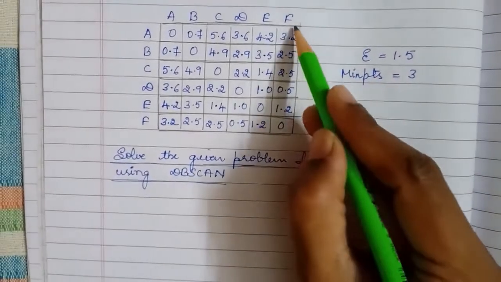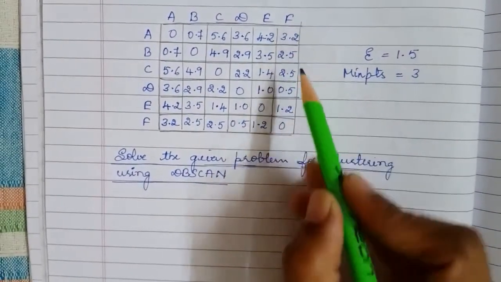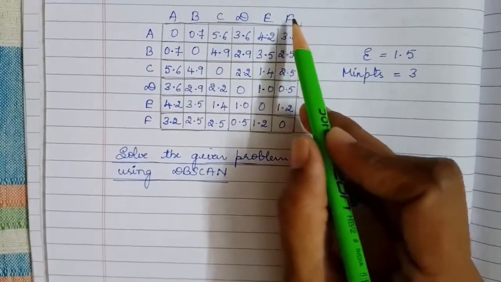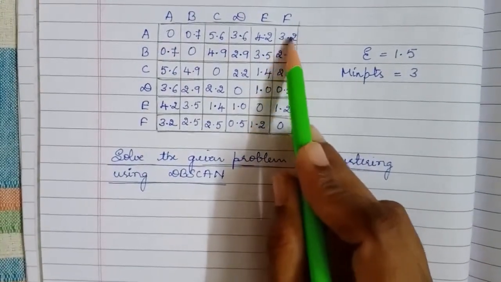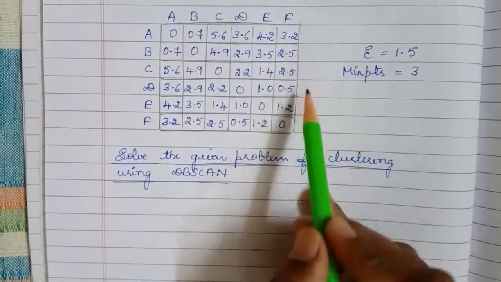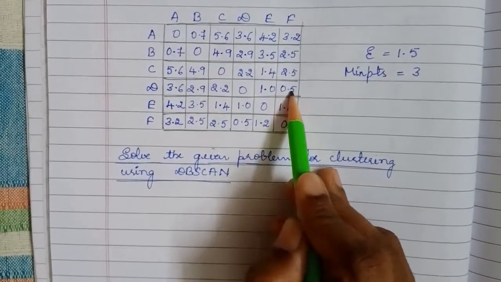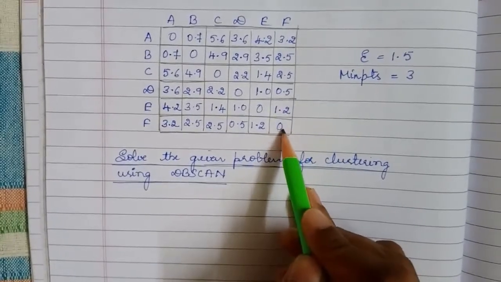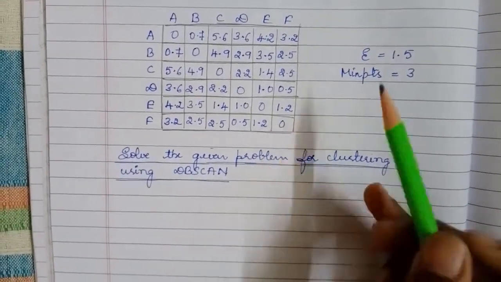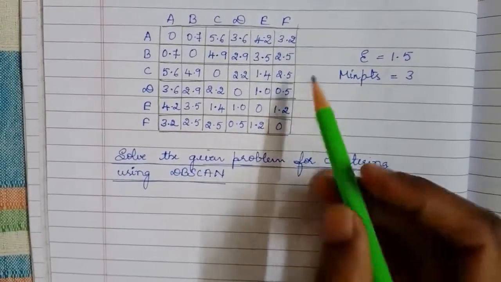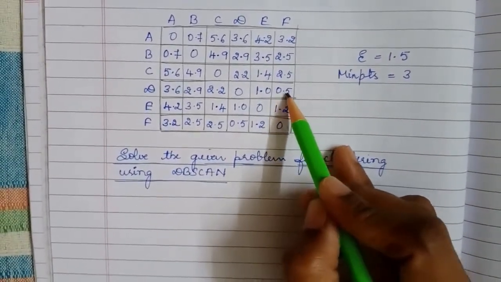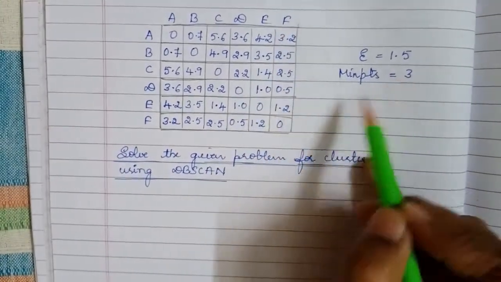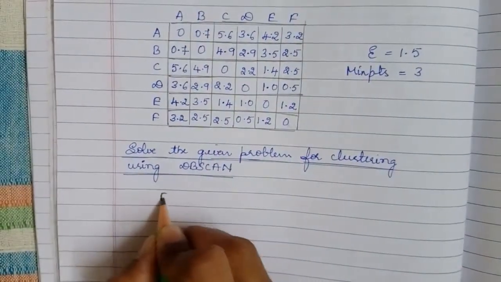Now I have started visiting point F. We will check how many points are within the radius of point F. This is more than 1.5, more than 1.5, more than 1.5. We have 0.5 which is less than 1.5, 1.2 which is less than 1.5, and 0. We are considering this value also. Including this value, that is the distance between the point and itself, we have 1, 2, 3. The minimum points inside the circle should be 3. So F satisfies the minimum points, and we can call F a core point.